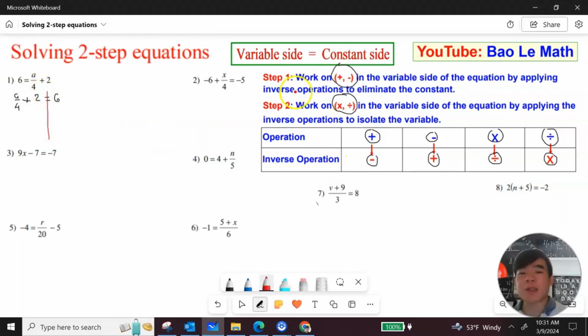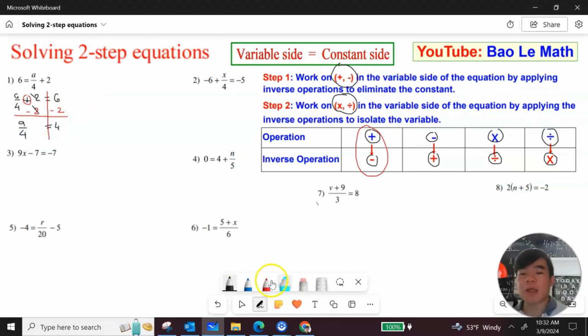Now I know that step number one is to work on addition and subtraction first. I have an addition side right here. The inverse of addition turns out to be subtraction, so I subtract 2 from both sides. When I subtract 2 from both sides, this cancels out. I have a over 4 on the left, equal to 6 minus 2, which equals 4.